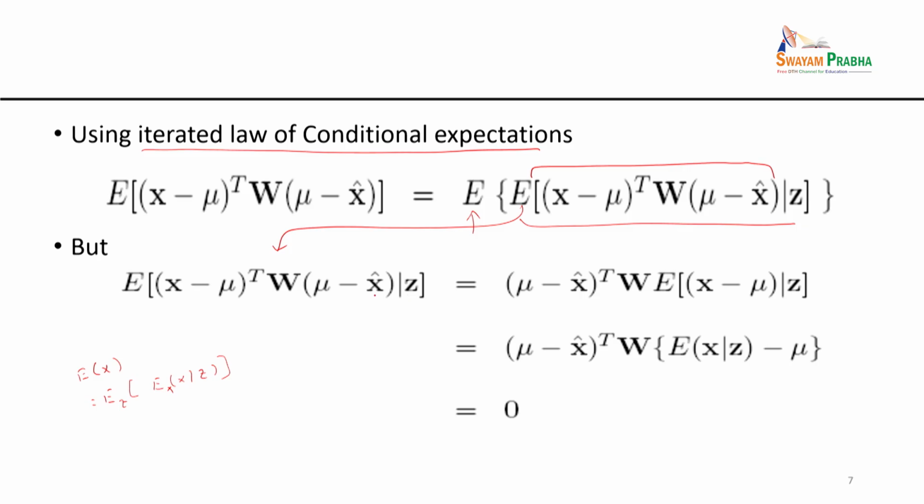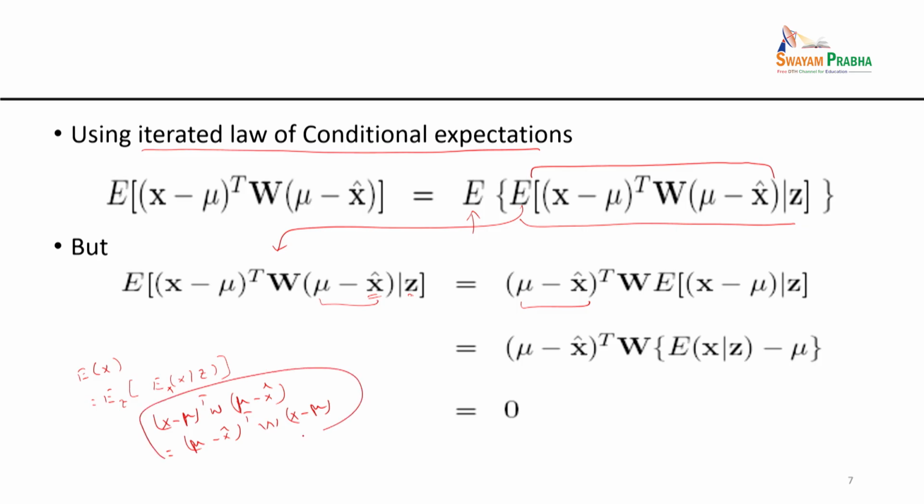Now please understand, x hat is a function of z. If z is given, I already know this. So mu minus x hat is a constant. I can take it out of the expectation. W is also known. In here I am utilizing the following fact: (x minus mu) transpose W (mu minus x hat) can also be written as (mu minus x hat) transpose W transpose, which is W because W is symmetric, times (x minus mu).